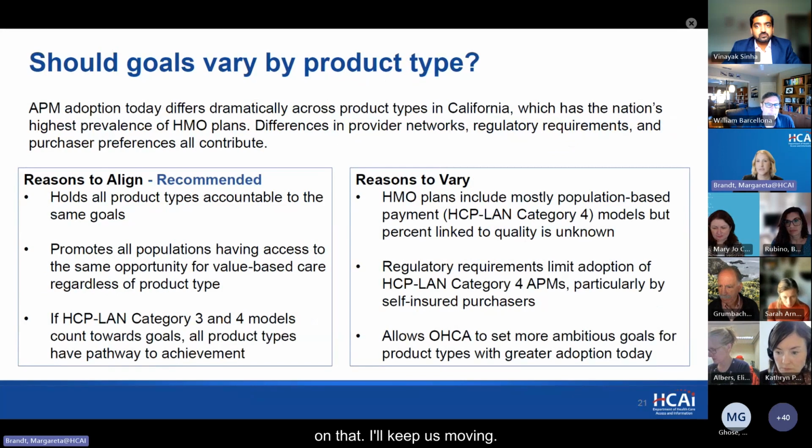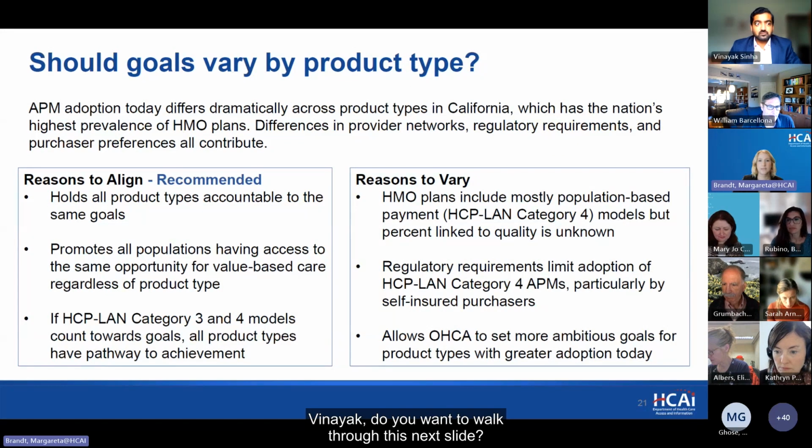I'll keep us moving. Vinayak, do you want to walk through this next slide?